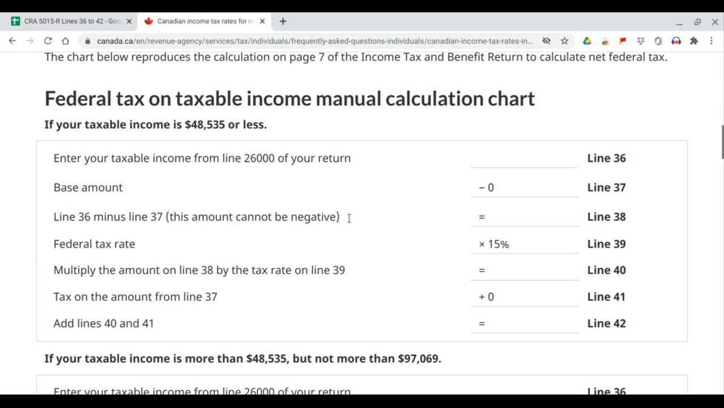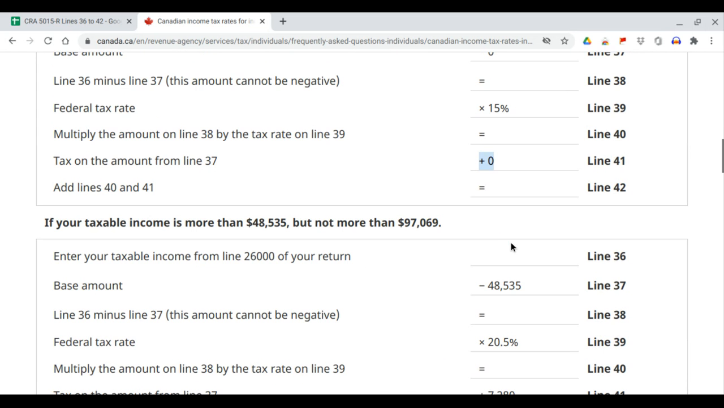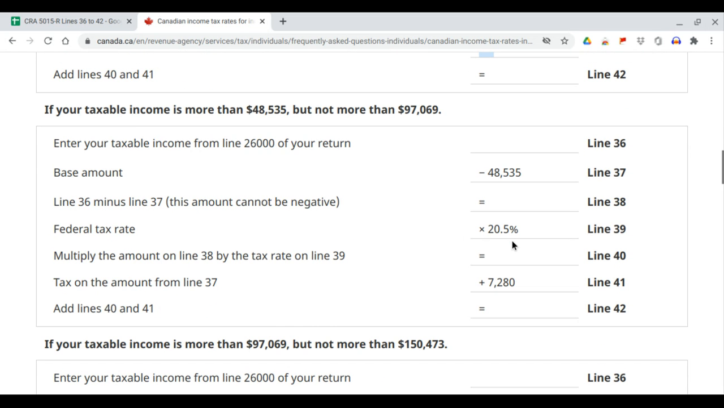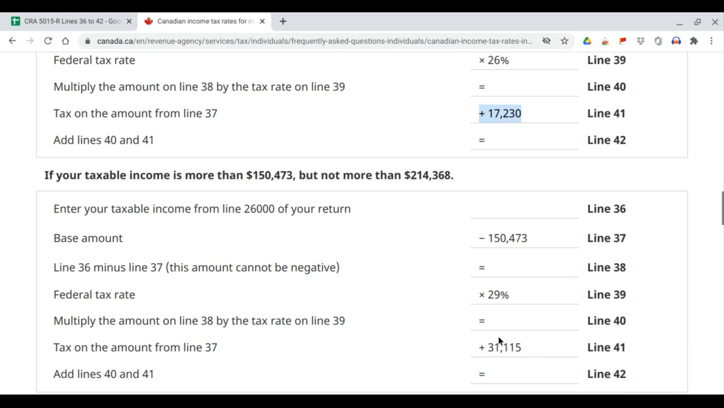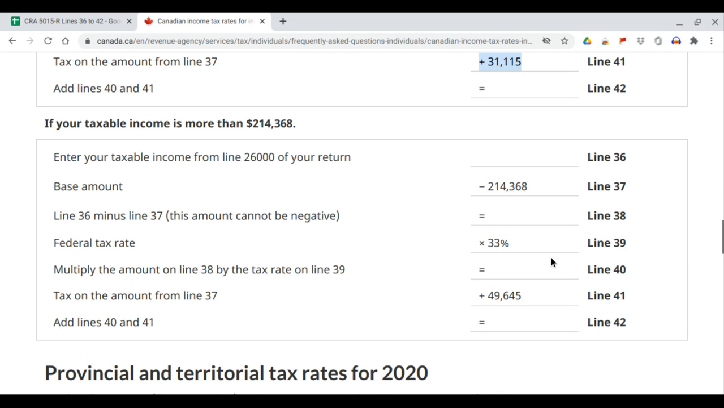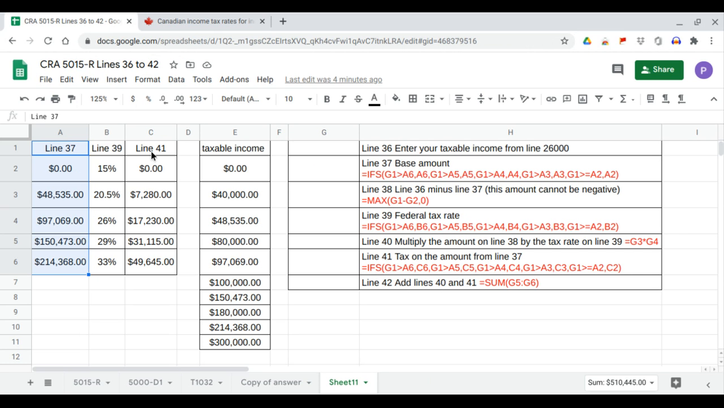And line 41, tax on the amount, which is the line of line 37. So we begin with 0 for the first bracket, 7,280, 17,230, 31,115, and 49,645. All these make up line 41.